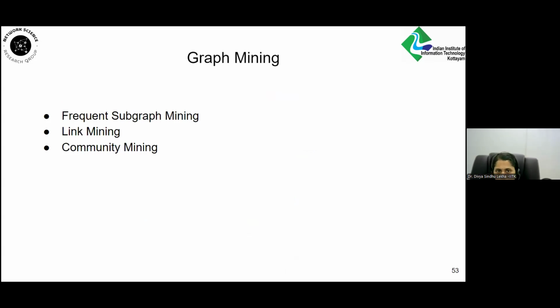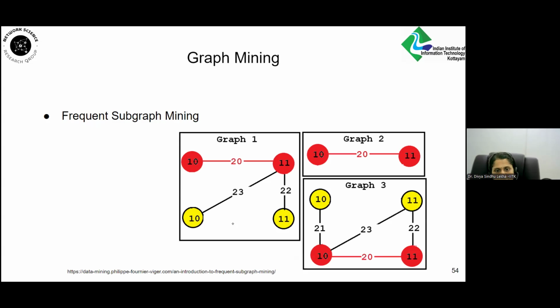Another aspect is graph mining. When you have a graph in hand, what patterns are available in this graph which you could get from the graph information? Some example use cases are frequent subgraph mining, link mining, or community mining. Frequent subgraph mining means you have a set of graphs in hand, maybe the same system you are analyzing in different time periods. You want to see which subgraph is frequently occurring in each time period. That kind of problem we usually call frequent subgraph mining, a data mining problem.